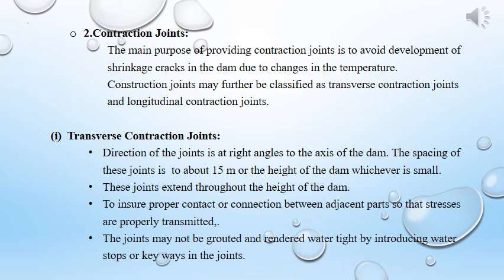The usual distance between two transverse joints is kept as 15 meters, and these joints are extended through the entire structure. In order to make the joints watertight, keyways or water stops are provided in the transverse joint.